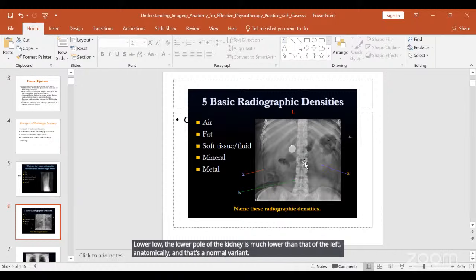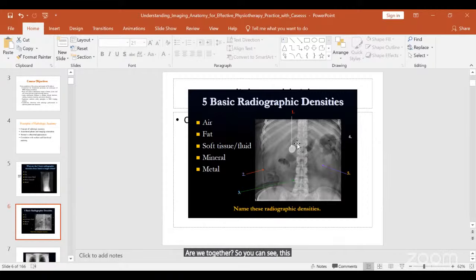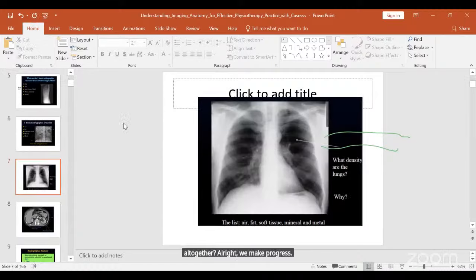Are we together? So you can see this is air density, this is metallic density, there's another air density in the small intestine, this is fat density, this is air even mixed with fluid. Are we together? All right. So we make progress. Now look at it again here. This is what we have also. This is a chest radiograph, isn't it?